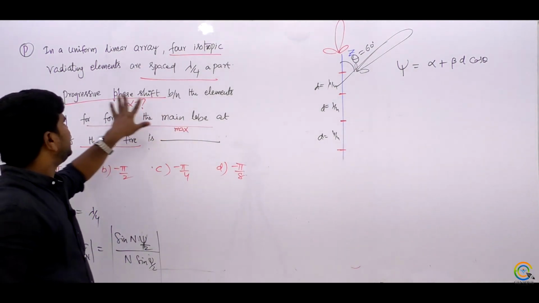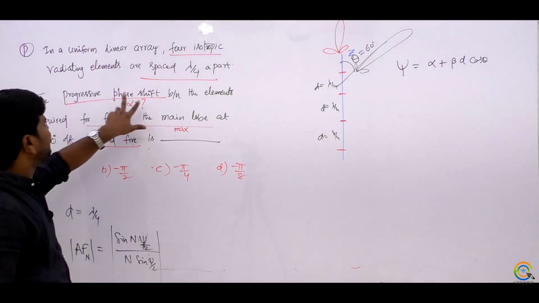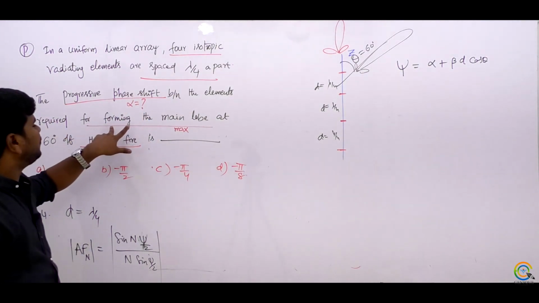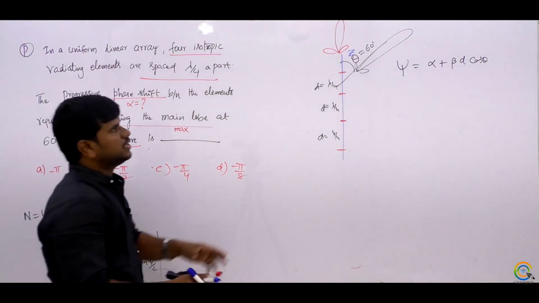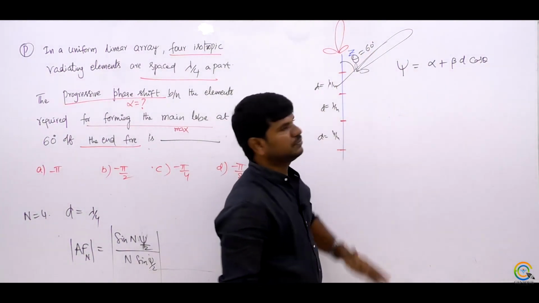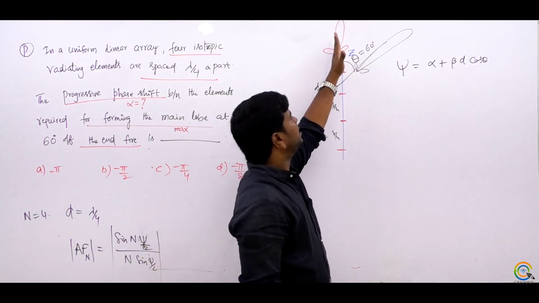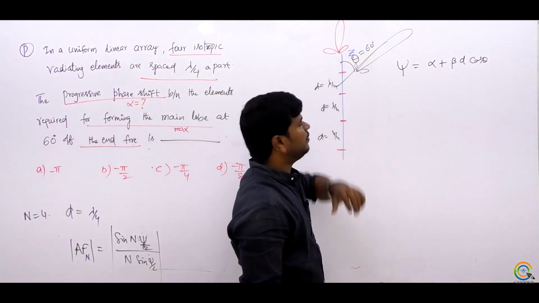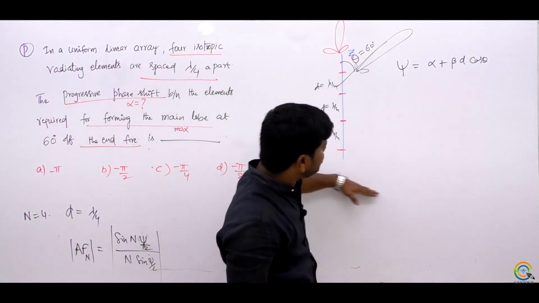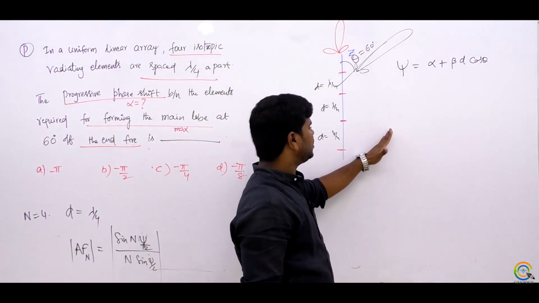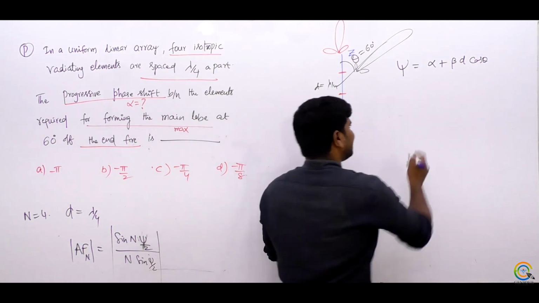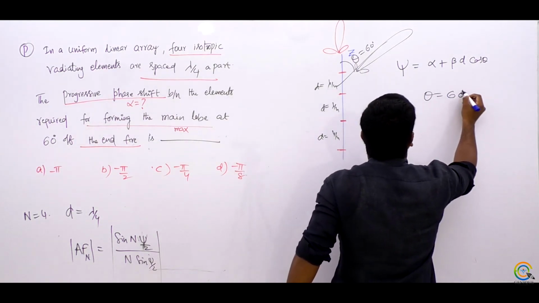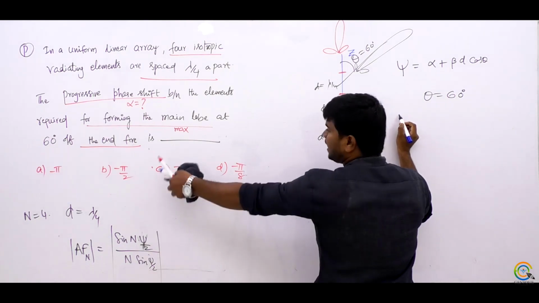See, find the progressive phase shift between the elements required for forming the main lobe at 60 degrees of the end fire array. It is the end fire array direction, but 60 degrees of the end fire array. Or otherwise you can also take 60 degrees in this direction also. So he has given theta equals 60 degrees.